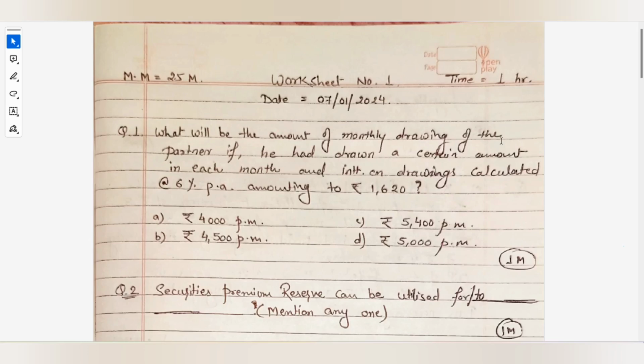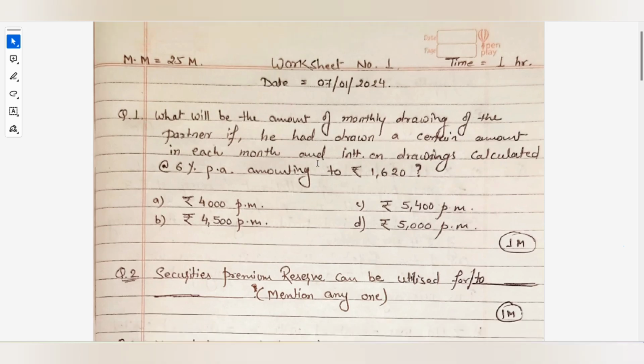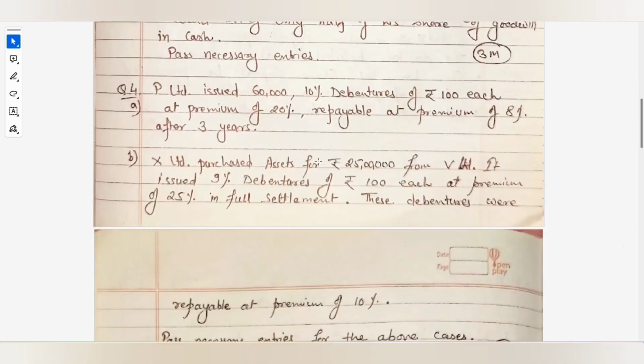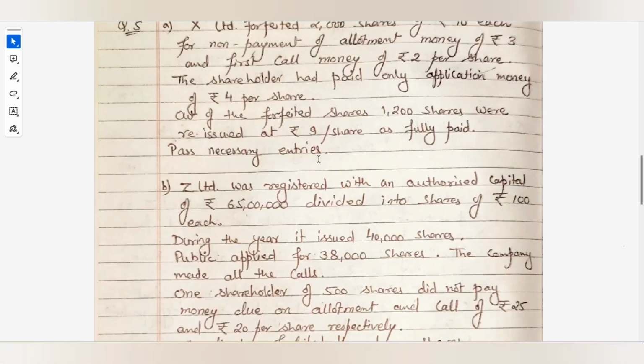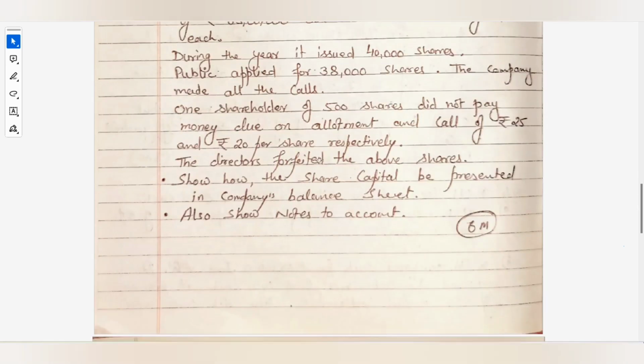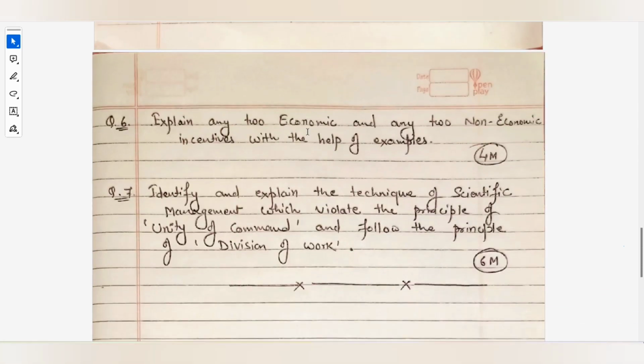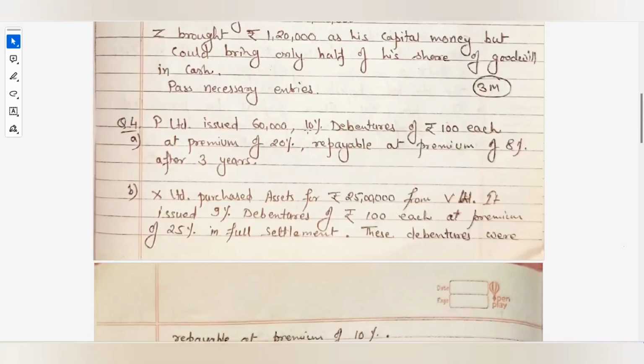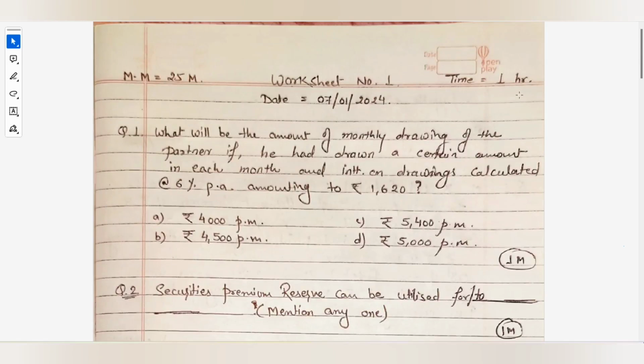So here on the screen, you all can see this is worksheet number one, dated 7th of January. Let's have a look at this worksheet. It carries a few questions of accountancy and a few of business studies also. The first and second questions carry 1 mark each, the third question is for 3 marks, the fourth question for 4 marks, and the fifth question has internal two parts of 6 marks. Then the sixth and seventh questions are for 4 and 6 marks respectively from business studies. In this way, we are going to revise both these subjects in a short duration. So let's have the first question.